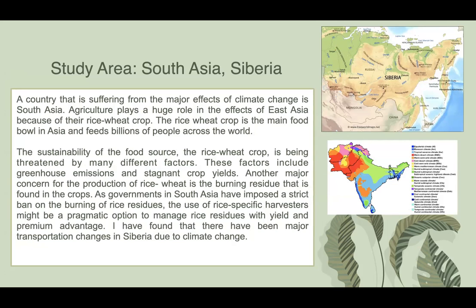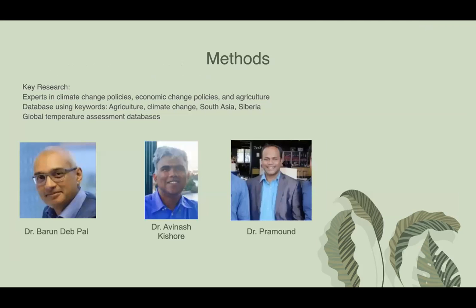Another major concern for the production of rice wheat is the burning residue that is found in the crops, as governments in South Asia have imposed a strict ban on the burning of rice residues. The use of rice-specific harvesters might be a pragmatic option to manage rice residues with yield and premium advantage. I have found that there have been many major transportation changes in Siberia due to the climate change, and they are not good. So the methods I use include some key research, which was on experts in climate change policies, economic change policies, and agriculture, as listed below.